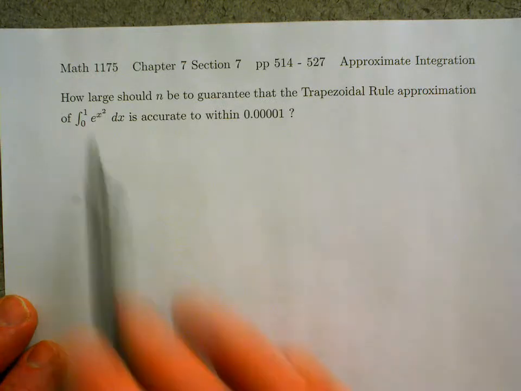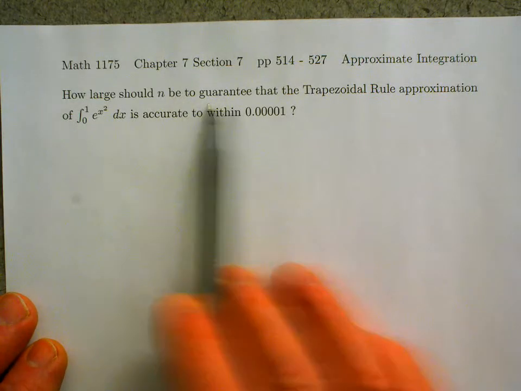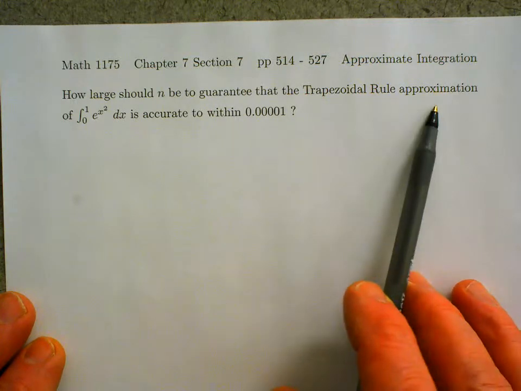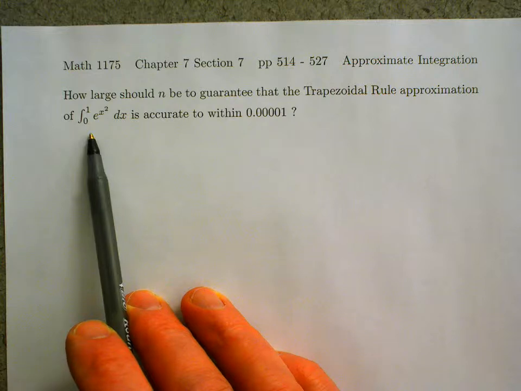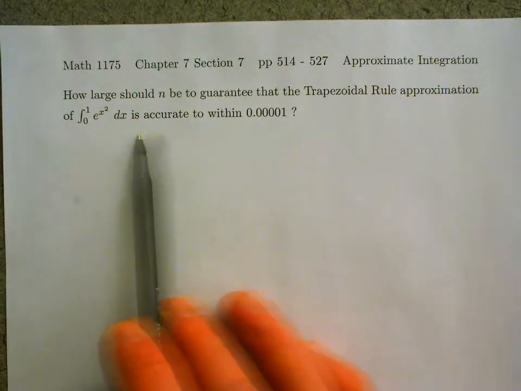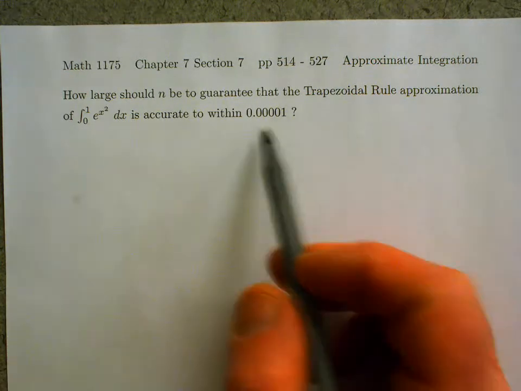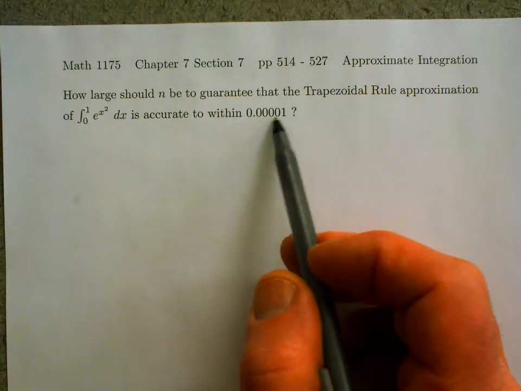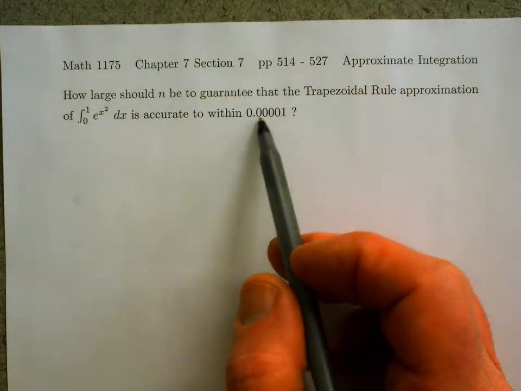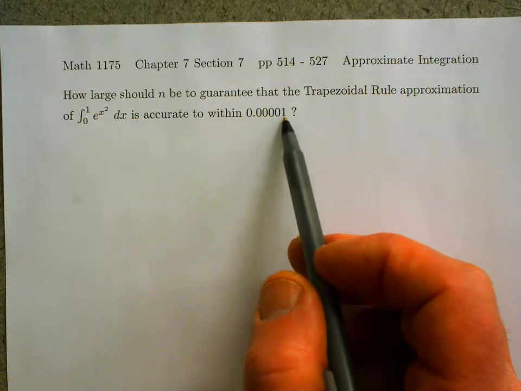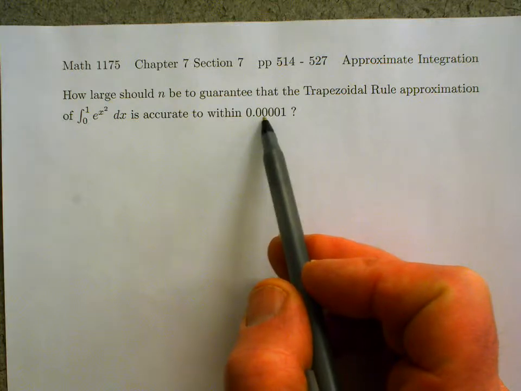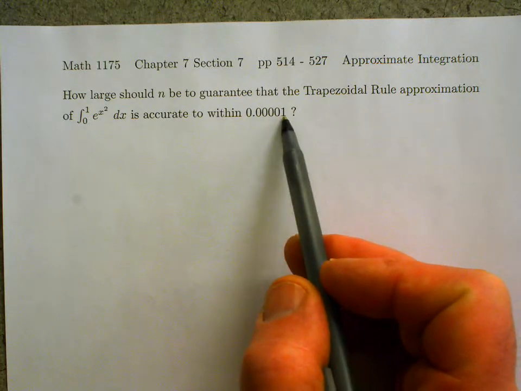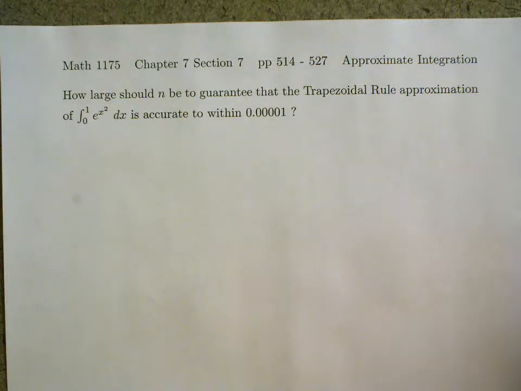we want to find how large n has to be to guarantee that the trapezoidal rule approximation of the definite integral of e to the x squared from 0 to 1 dx is accurate to within 0.00001. So this number is 1/100,000. Tenths, hundredths, thousandths, ten thousandths, hundred thousandths. So 1/100,000th.